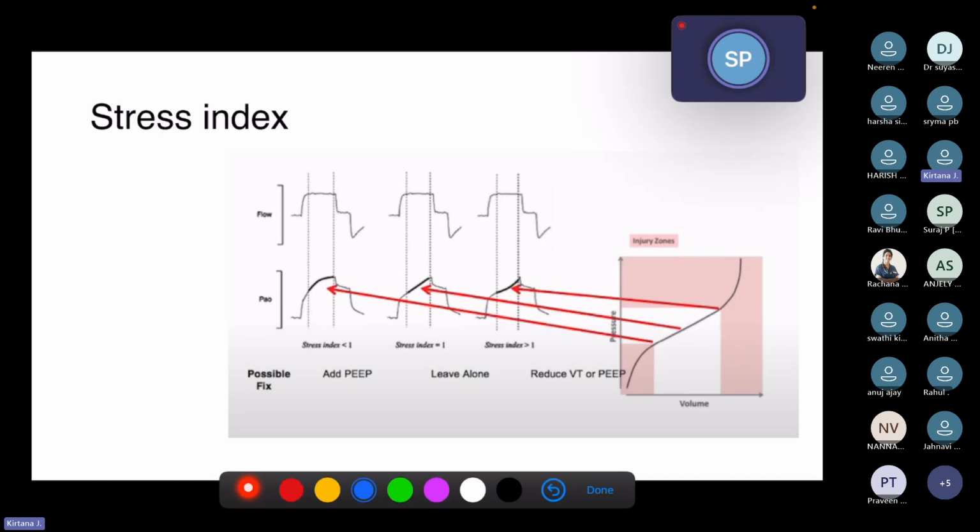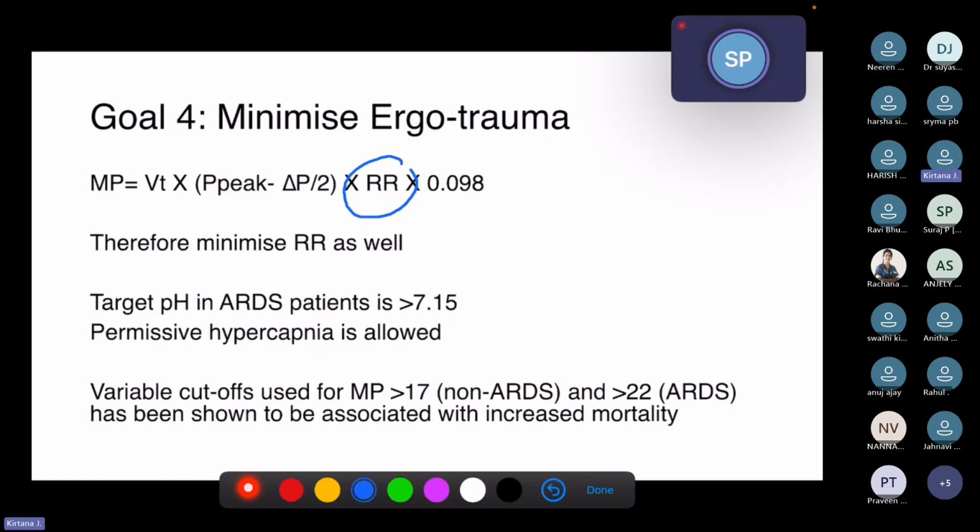Coming to the last goal, as we saw, it was to minimize the ergotrauma. So we have set the optimal PEEP, we have reduced tidal volumes, we have reduced the transpulmonary pressures. The last thing is to minimize the trauma. And minimizing the trauma means minimizing the respiratory rate.